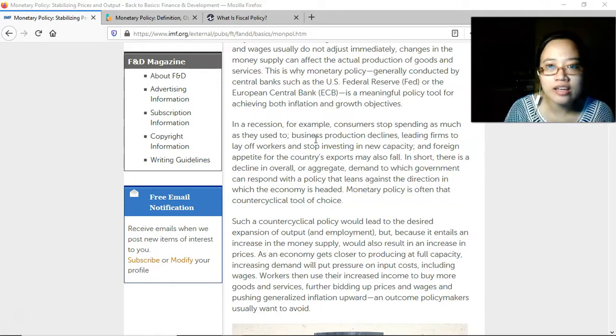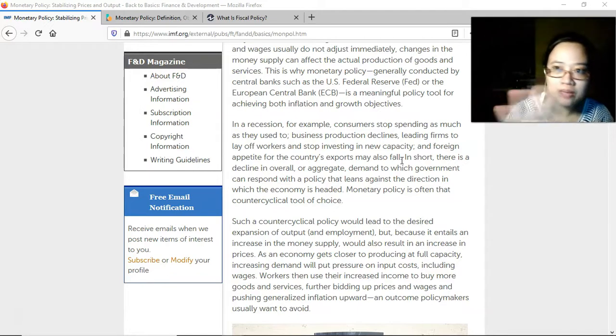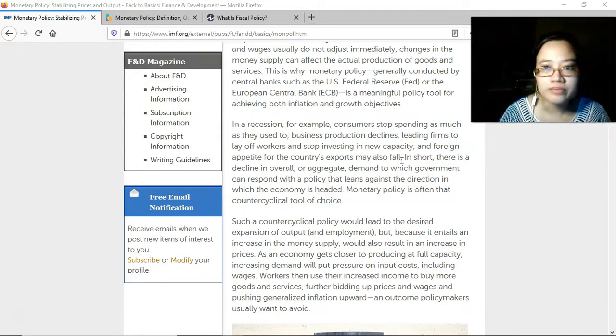Okay. And other than that, of course, business production declines, leading firms to lay off workers and stop investing in new capacity. Essentially, that's what the situation is currently. Foreign appetite for the country's exports may also fall, and as you've seen, there are a lot of articles almost monthly about what they call hot money, foreign investors' money leaving the Philippines on a monthly or quarterly basis, and so that affects the economic situation of the country.